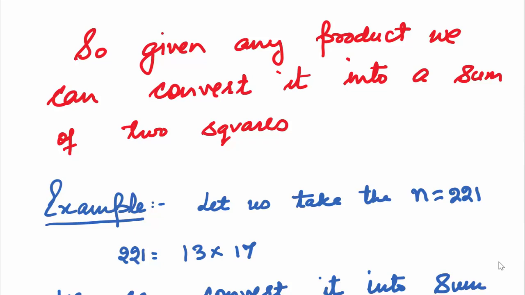Now, let's look at an example. What if you are given some n which is expressible as a sum of two squares? Now, how do we check whether some given integer is a sum of two squares or not? For that, you have to check my previous video. Here, let's say that n is 221 and you know that 221 is expressible as a sum of two squares. We'll first write it as a product of two numbers or integers. 221 can be written as 13 into 17.